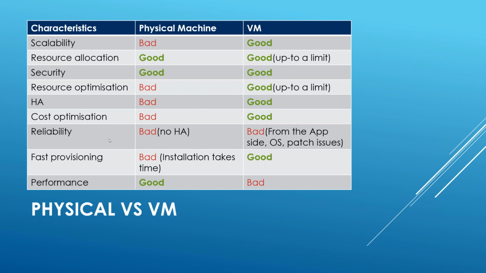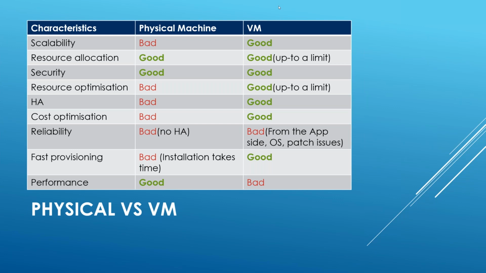Reliability is bad in physical because of no high availability, and it is bad as well in VM, because suppose you are running one application in your VM, suddenly there may be a corruption in your OS or in your application or patches, so your application will not respond. So up to some level it is bad, not completely bad. And provisioning: you cannot provision new infrastructure in a physical machine so easily, and in VM it is very good. Performance in a physical machine is good, but in VM performance is somewhat bad.